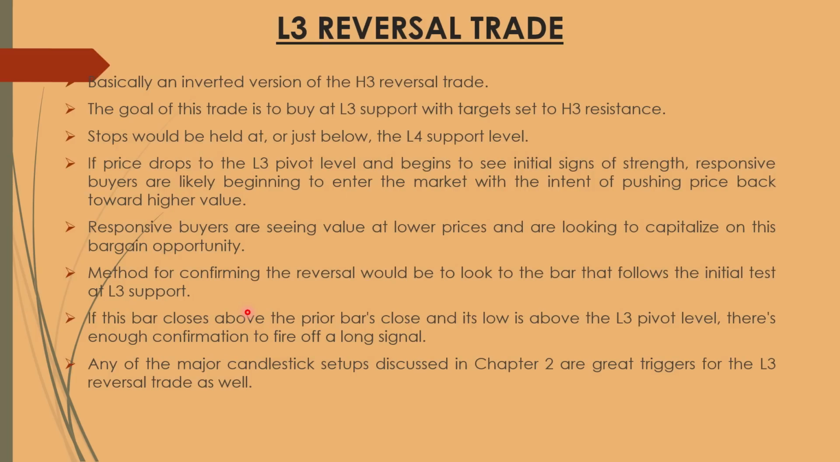Basically, an inverted version of the H3 reversal trade is the L3 reversal trade. The goal of this trade is to buy at L3 support with the target set at H3 resistance. Stops would be held at or just below the L4 support level. If price drops to the L3 pivot level and begins to show initial signs of strength, responsive buyers are likely beginning to enter the market with the intent of pushing price back towards higher value. Responsive buyers are seeing value at lower prices and are looking to capitalize on this bargain opportunity.